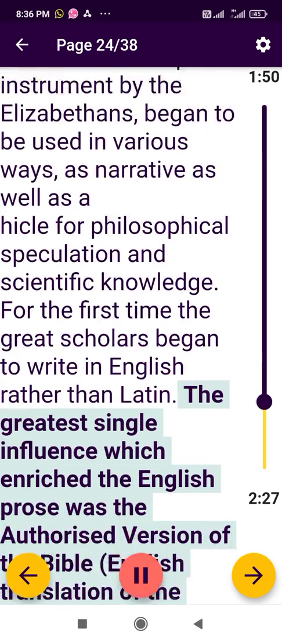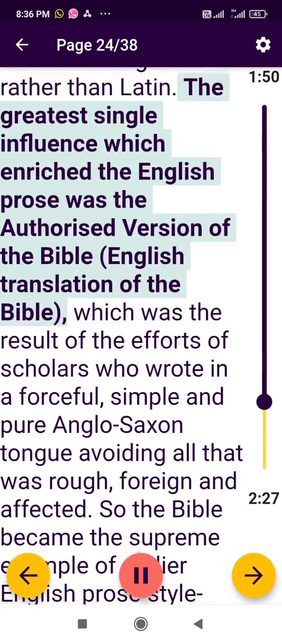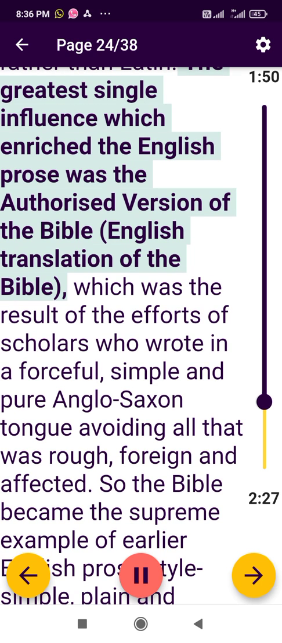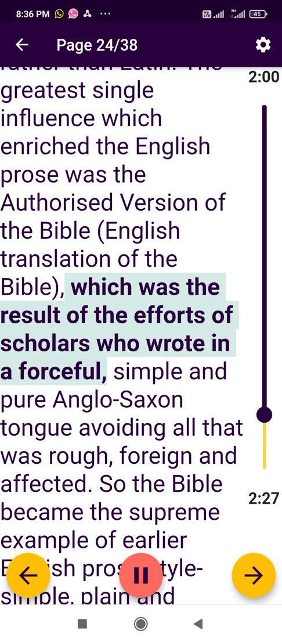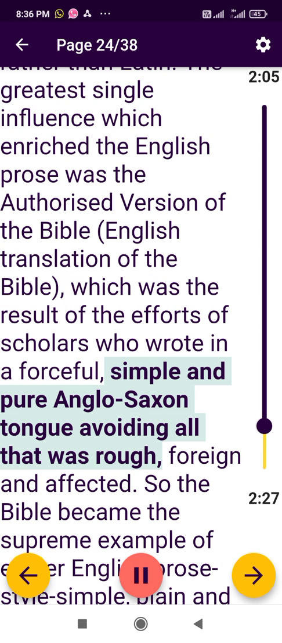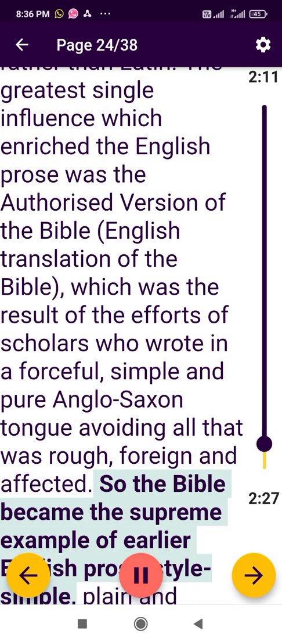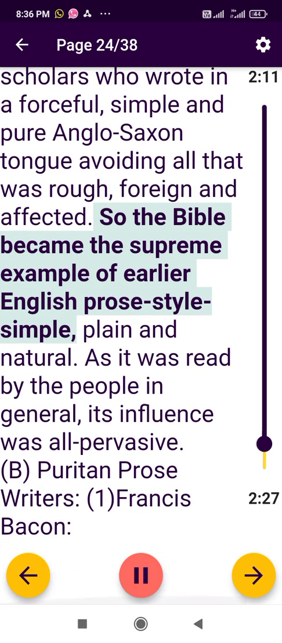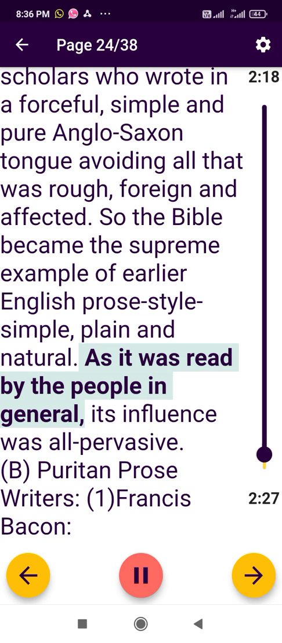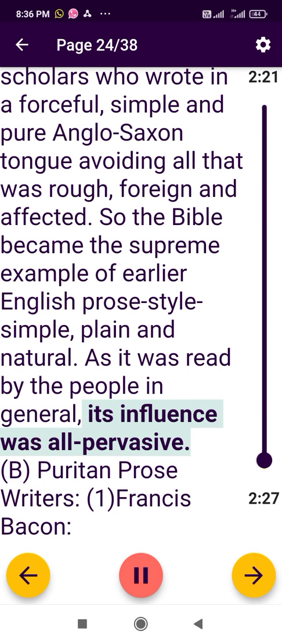The greatest single influence, which enriched the English prose, was the Authorized Version of the Bible, the English translation of the Bible, which was the result of the efforts of scholars, who wrote in a forceful, simple and pure Anglo-Saxon tongue, avoiding all that was rough, foreign and affected. So the Bible became the supreme example of earlier English prose style: simple, plain and natural. As it was read by the people in general, its influence was all-pervasive.